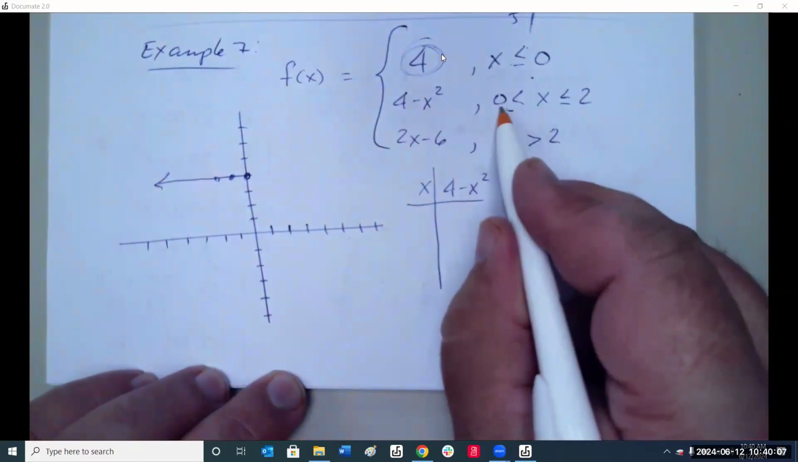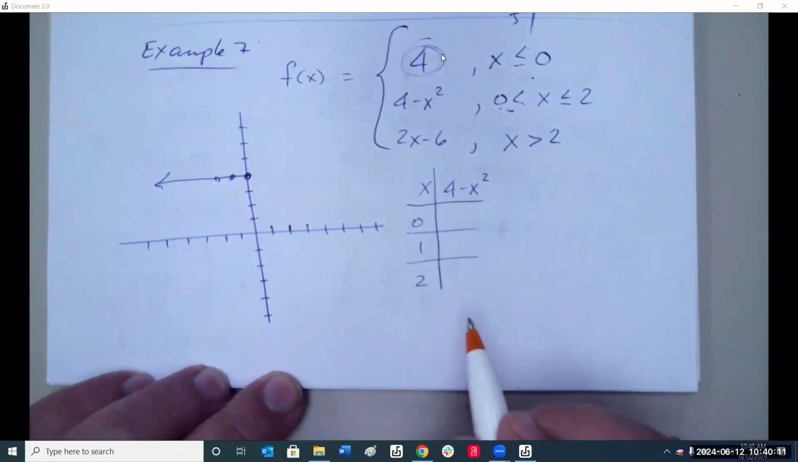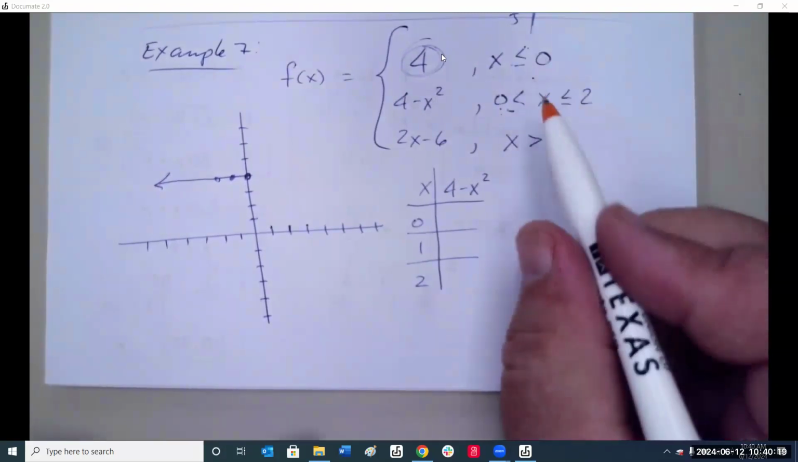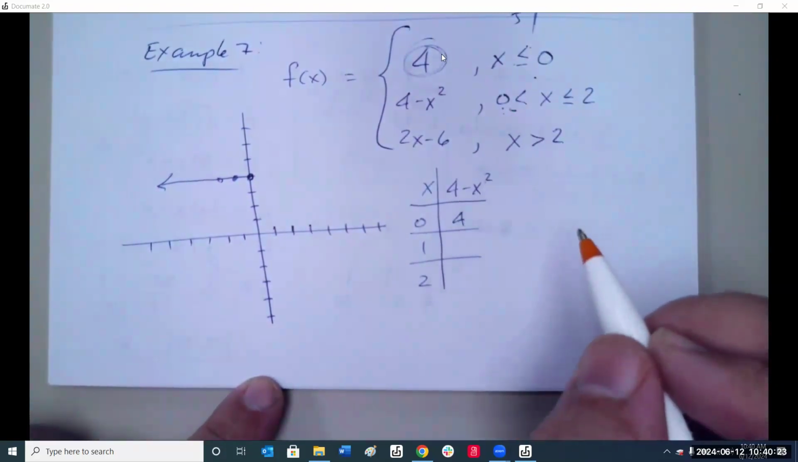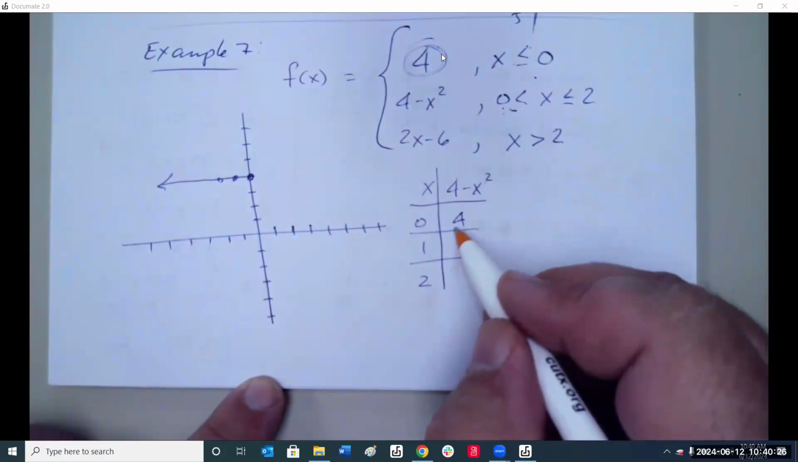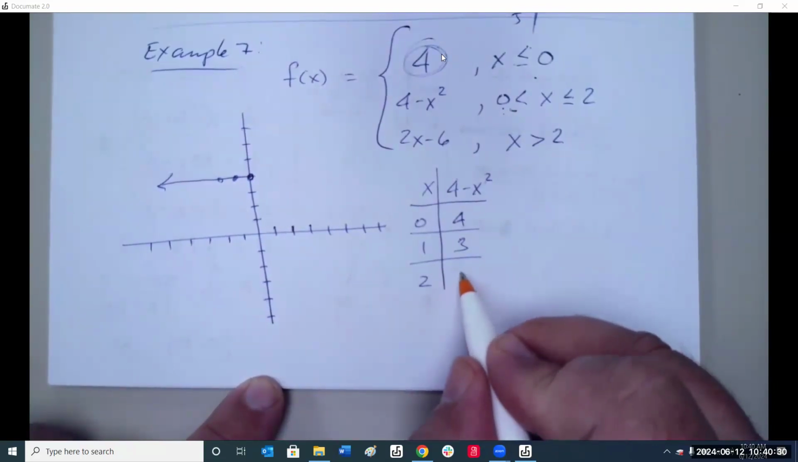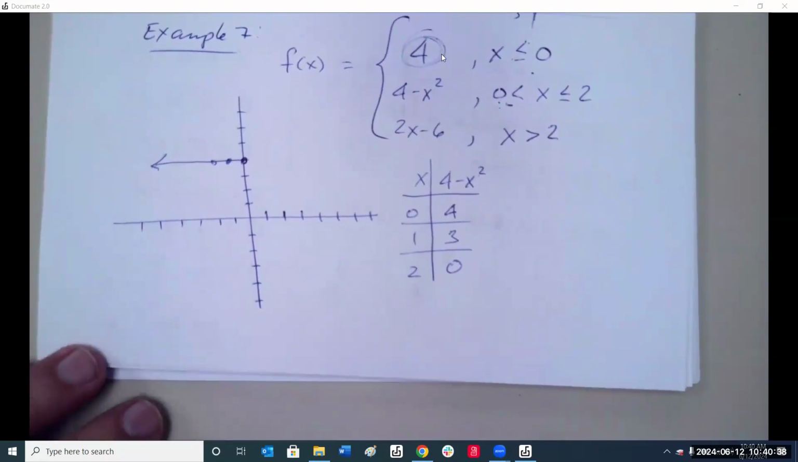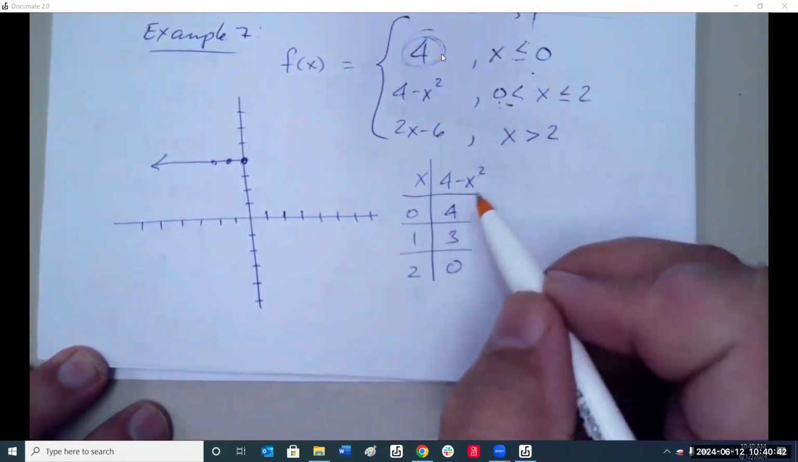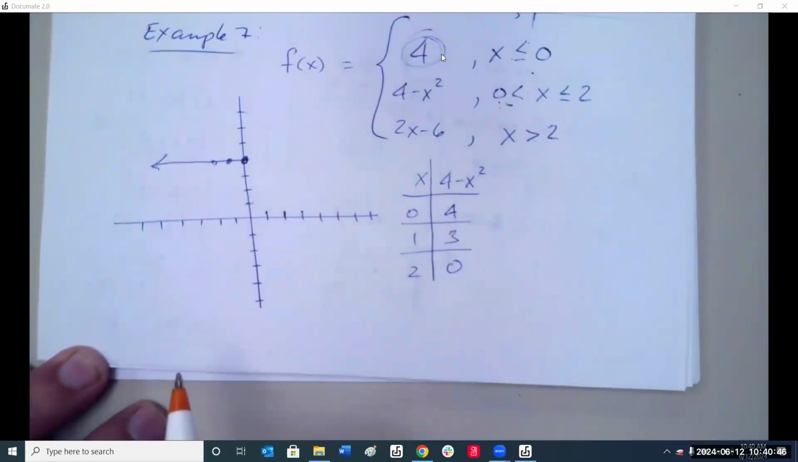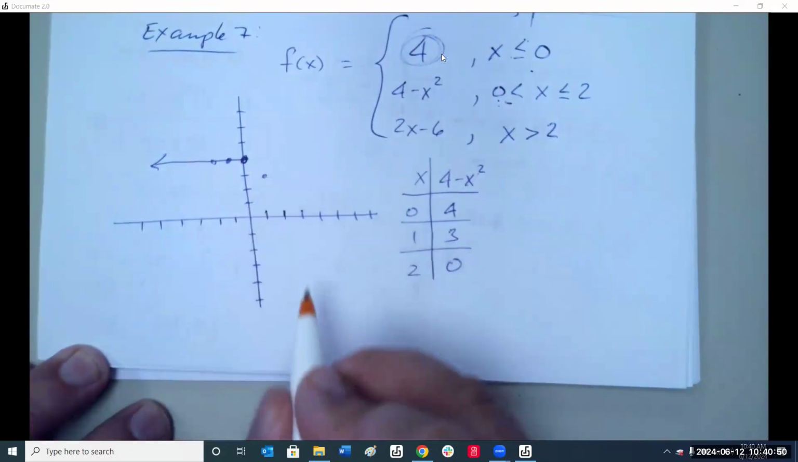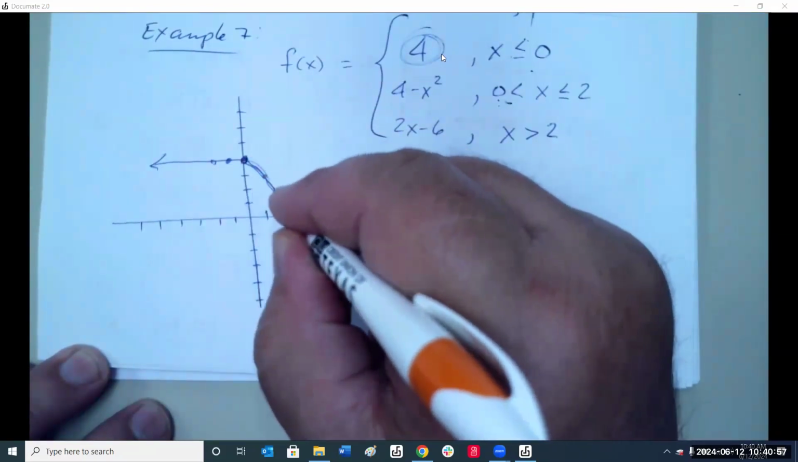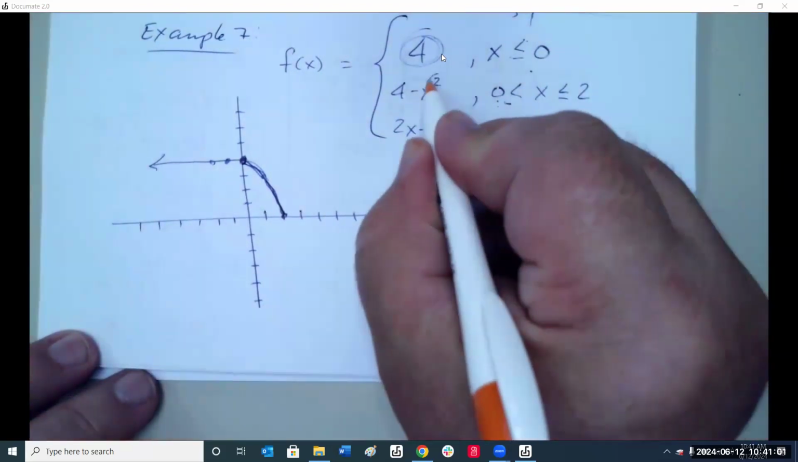Okay, for this next one, we're going between 0 and 2. From 0 to 2, when x is 0, we get 4, and that's an open circle there, since it's already taken. When x is 1, 4 minus 1 is 3. And when x is 2, we get 0. Since it's a quadratic, it's a curve, not a straight line.